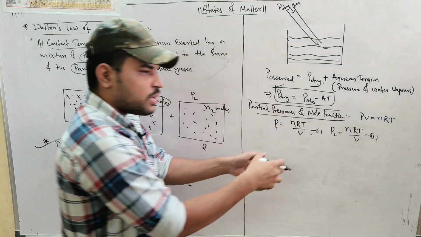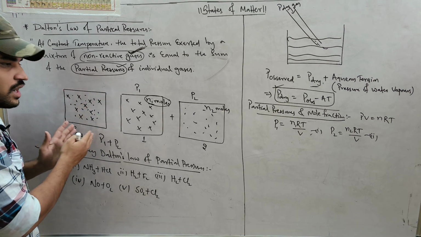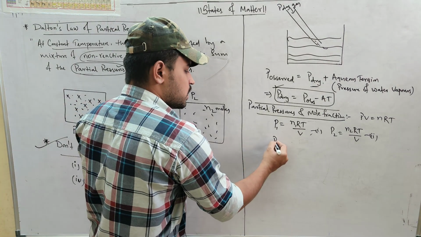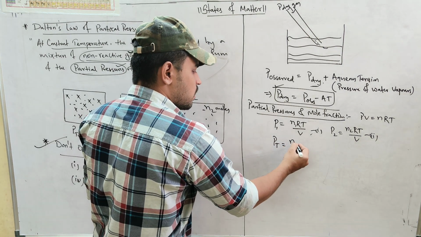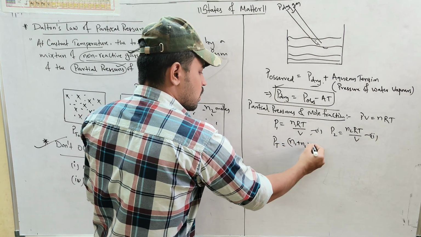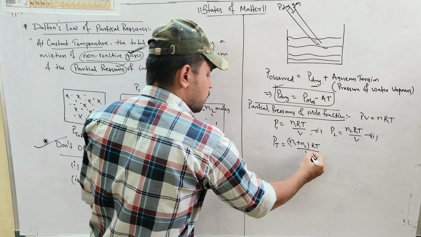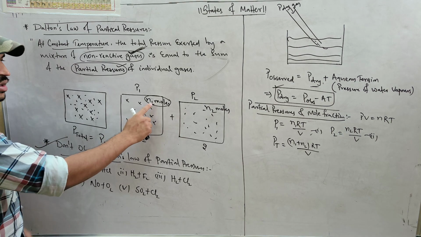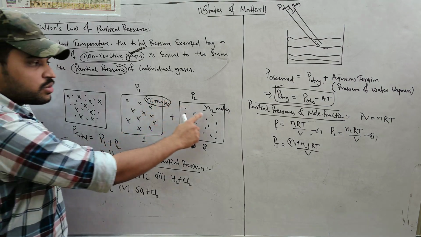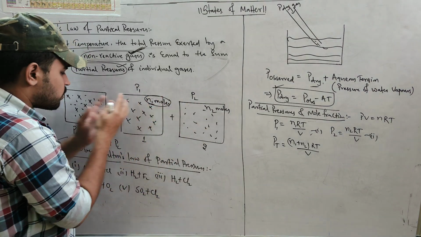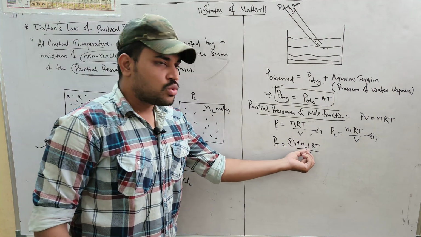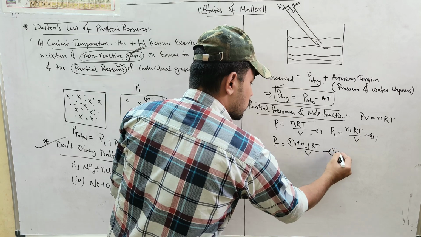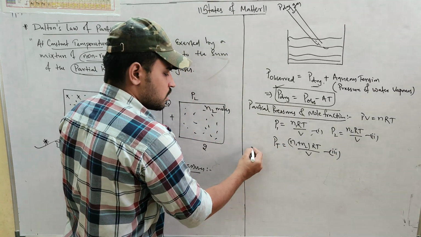And when these two gases have been enclosed inside one single container, what is the total pressure they are going to create? P total is equal to (N1 plus N2) RT by V. Because how many moles are there? When two gases have been enclosed inside a vessel, P1 contains N1 moles and P2 contains N2 moles, so the total number of moles is N1 plus N2, times RT by V. Now this is the third equation.